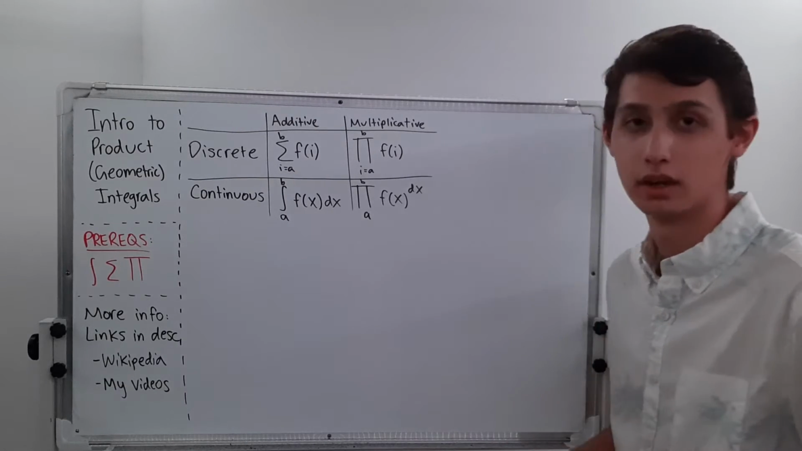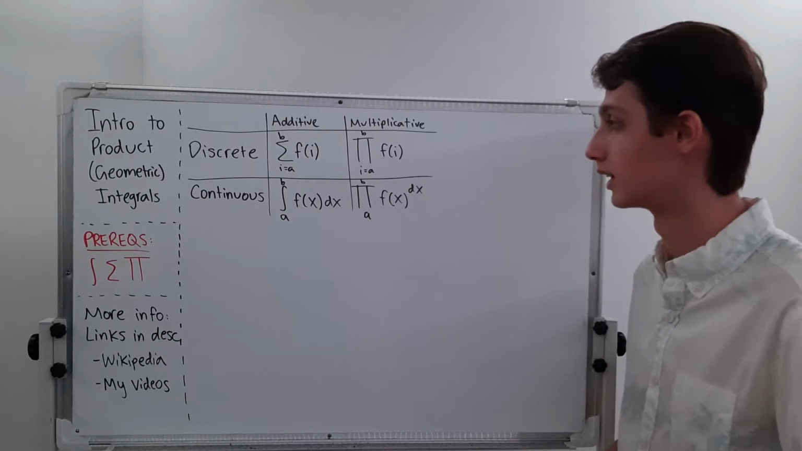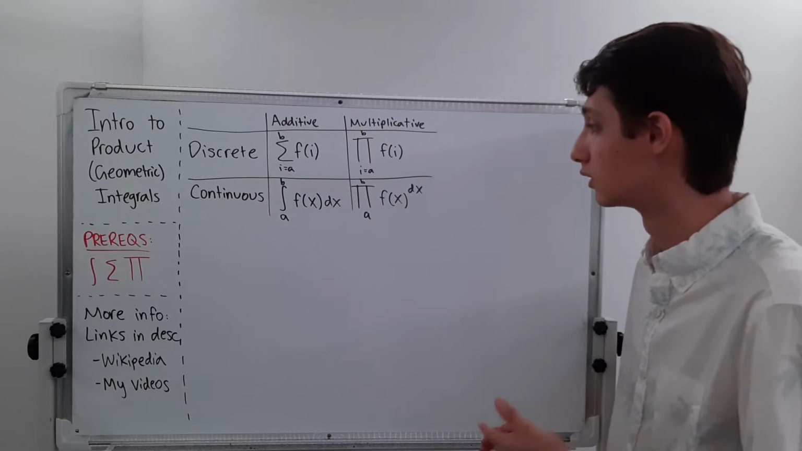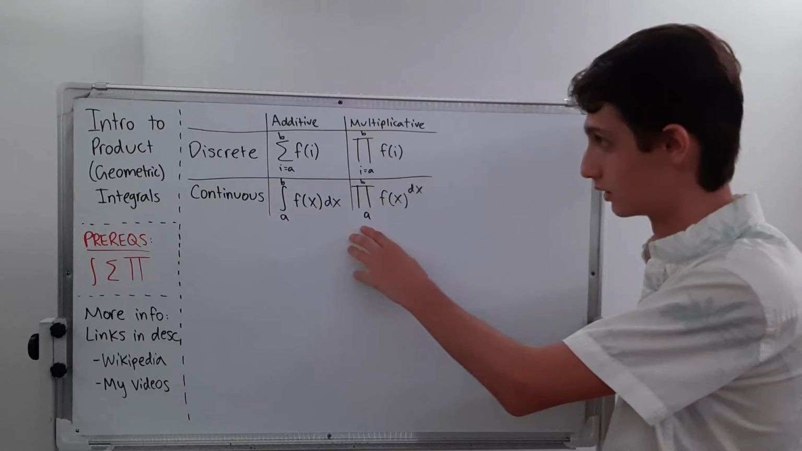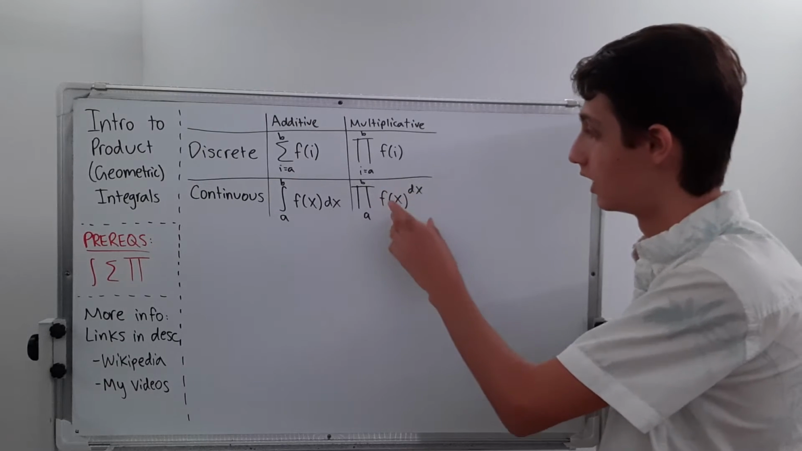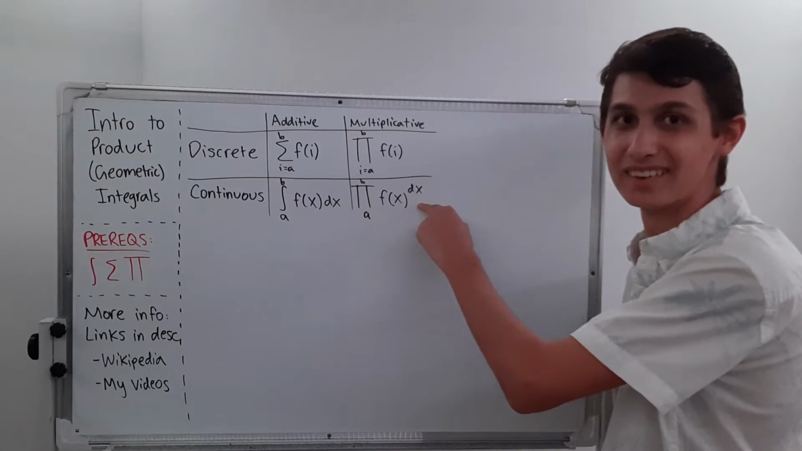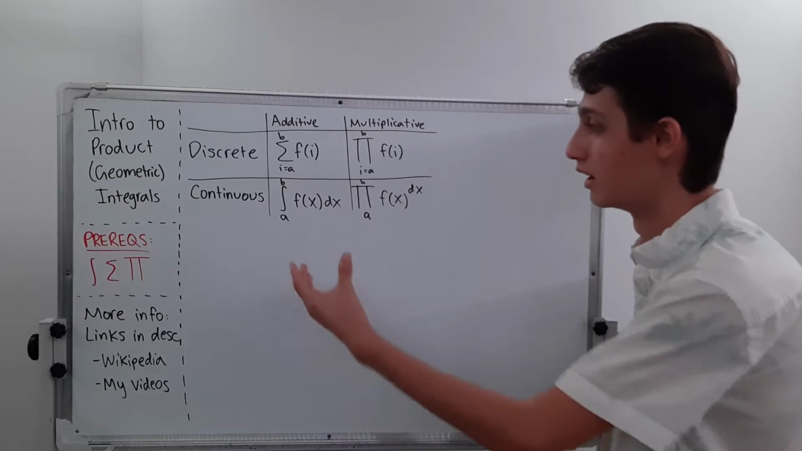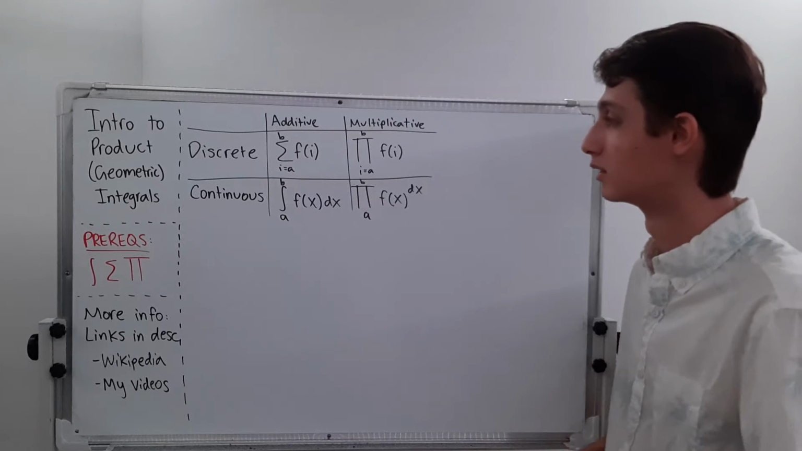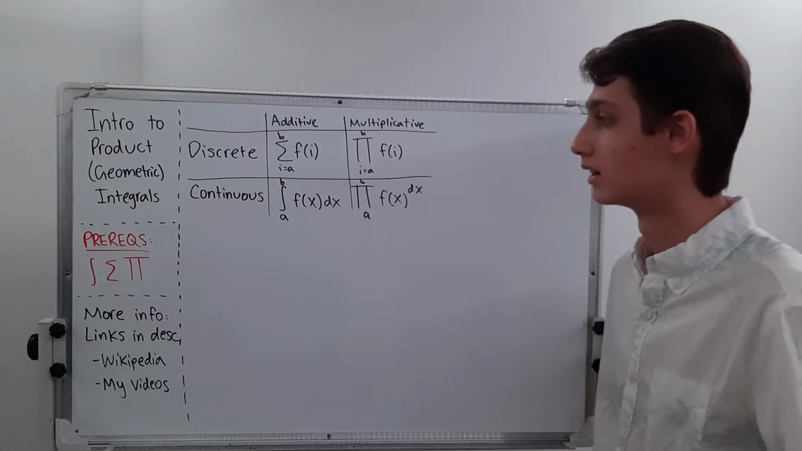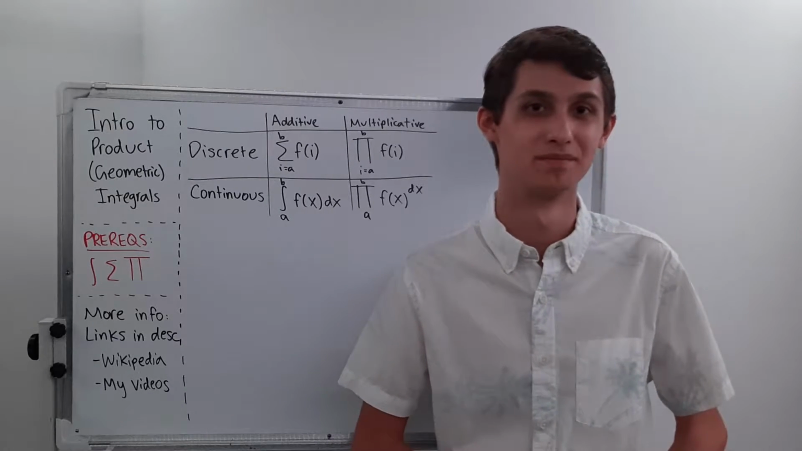This is one of three types of product integrals, and I like this the best because it's very analogous to everything else. So this is the multiplicative integral, the geometric integral from a to b of f of x, not times dx, but to the power of dx, and that's what makes this different from this one. So yeah, that's basically the differences between the two. So let's continue to see how we can figure them out.